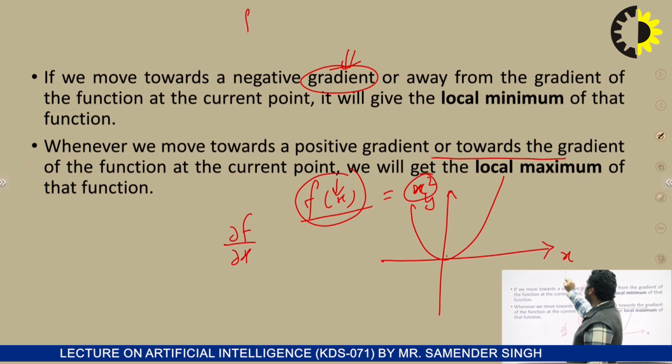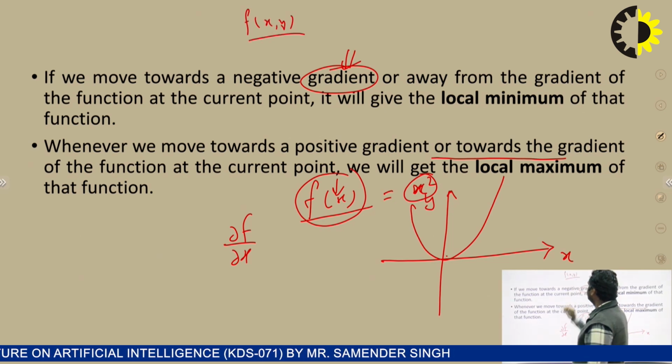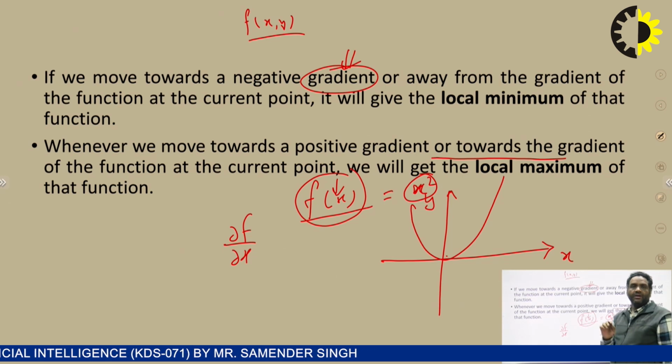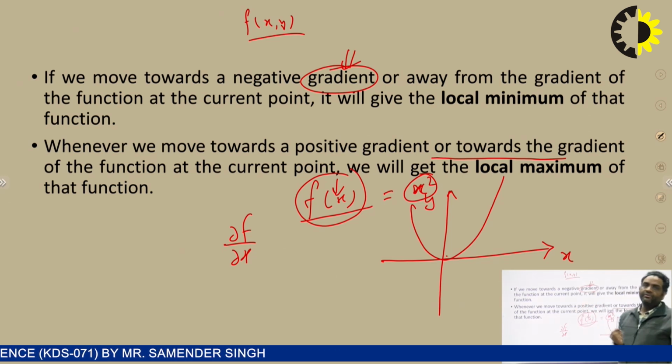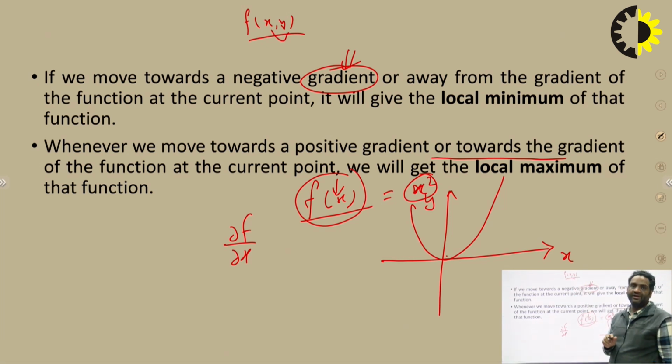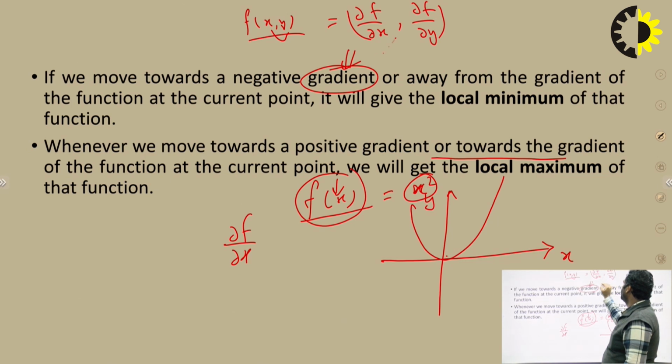Suppose our function has more than one variable. Again, we want to find the minimum of the function, so the procedure will be the same. We need to differentiate it with respect to all parameters, all variables. The differentiation of the function with respect to all parameters is known as the gradient. That means df upon dx and df upon dy. So this is known as gradient. I hope you understand the meaning of gradient.